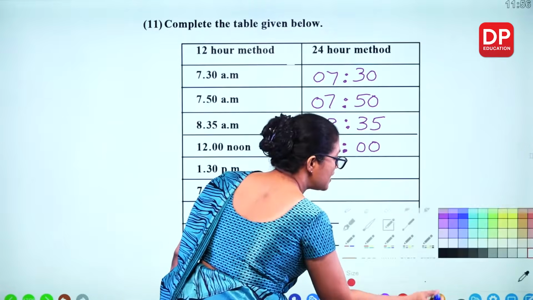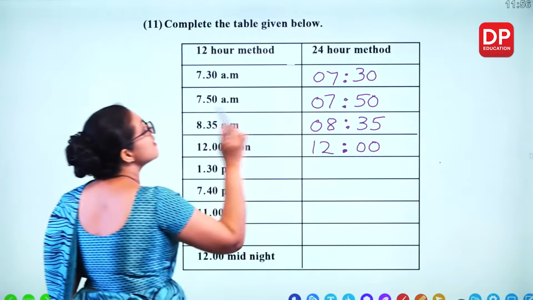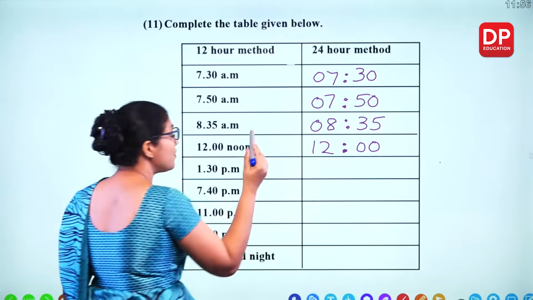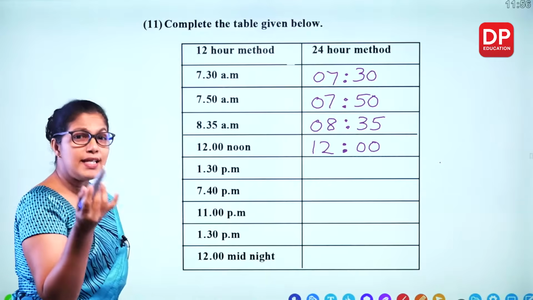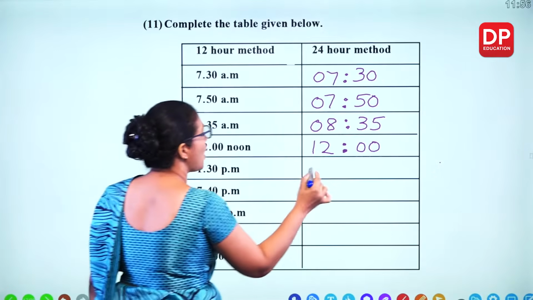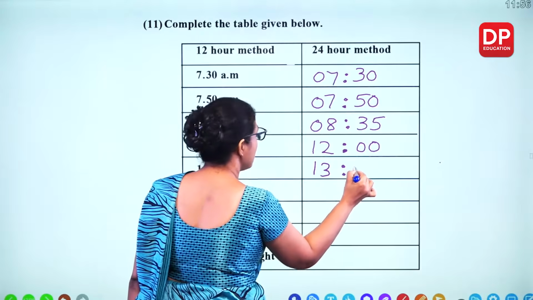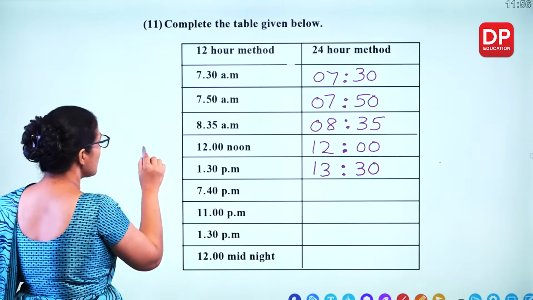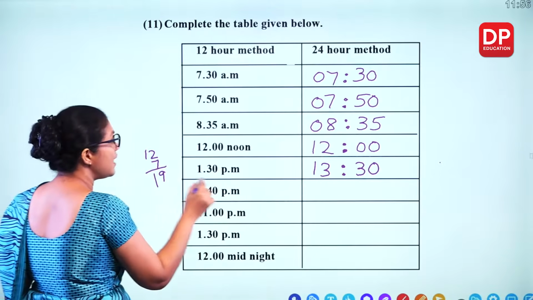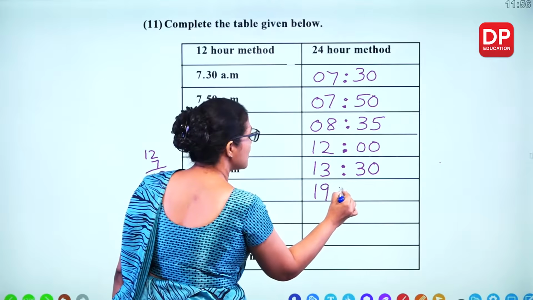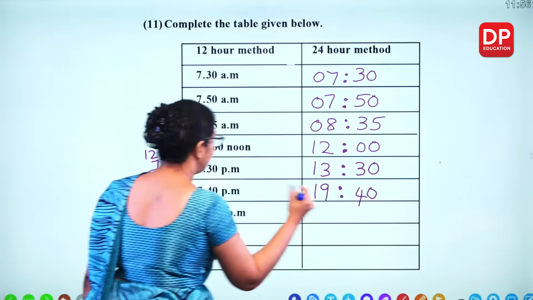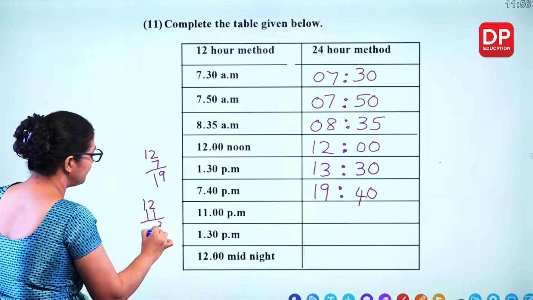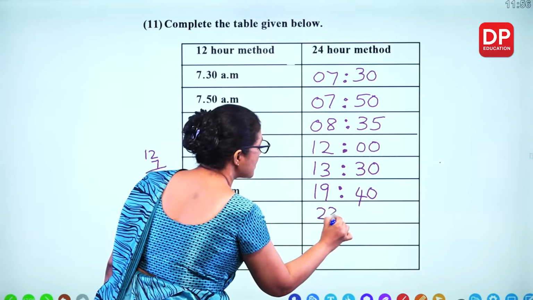So when you write in 24-hour clock, we put the colon. So 1:30 p.m. After 12 noon, you are adding 12 to that. 12 plus 1, 13:30. 12 plus 7, you get 19:40. And 11 p.m. So 12 plus 11, 23 hours.